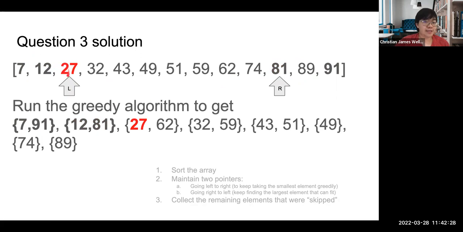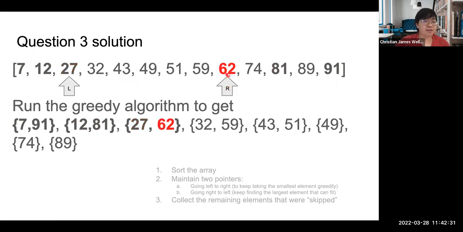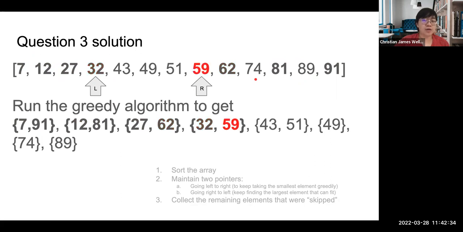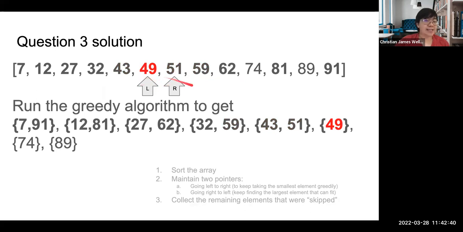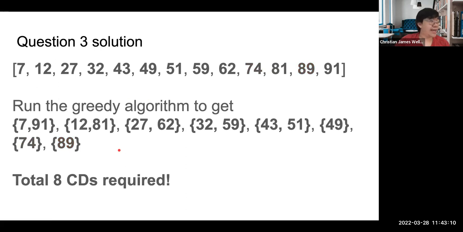Advance it, you get 27. 27 can only be paired with 62, but not 74, and so on. I think it doesn't get too interesting yet. Here is where it gets slightly more interesting. I stop at 49, the left pointer is at 49, and I want to pair it with something, but there's nothing left to pair it with. So 49 is alone. And then all you do is collect the remaining ones that haven't been paired together, like 74 and 89. So the total is 8 CDs required.